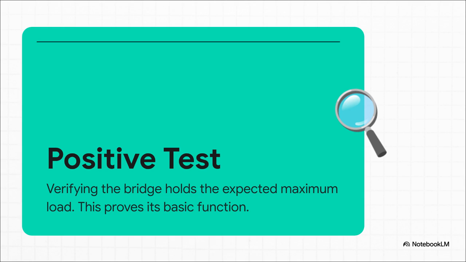You send a whole line of cars across, it holds up, everything works great. This proves the bridge does its basic job. That's your happy path. It's absolutely essential, but it's only half the story.